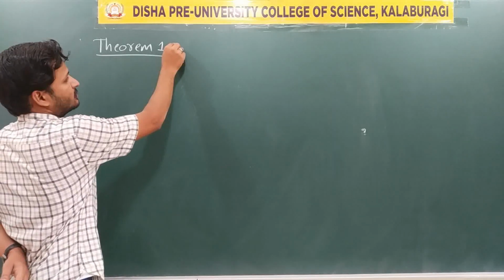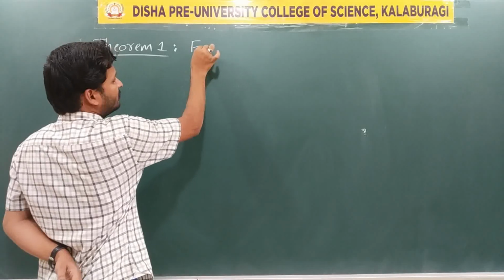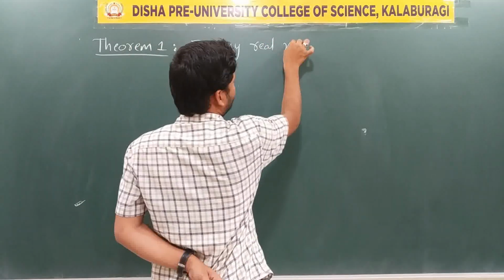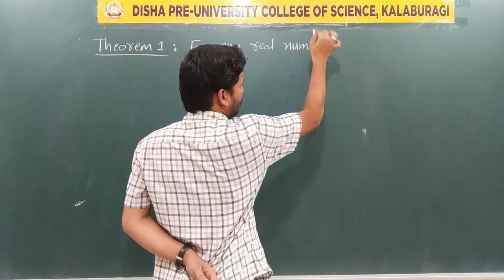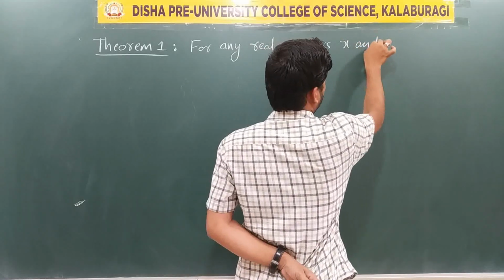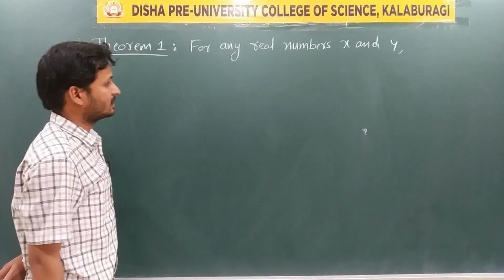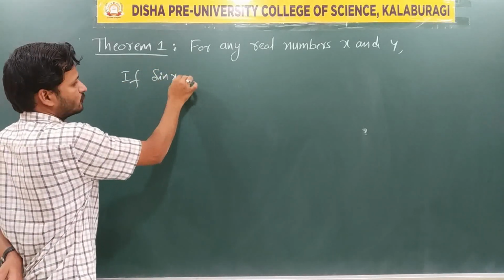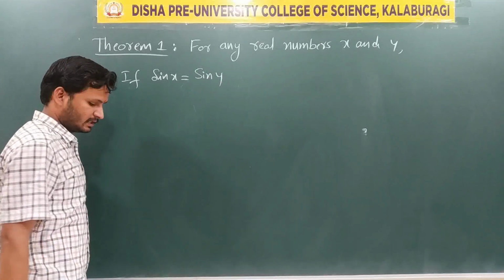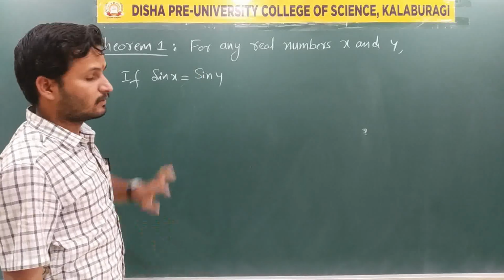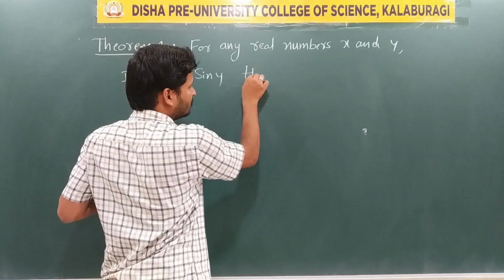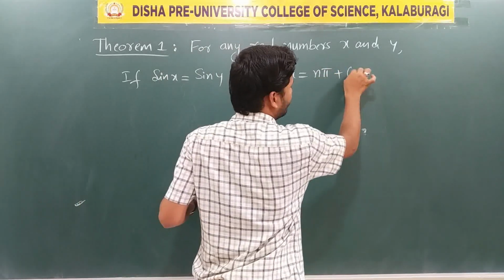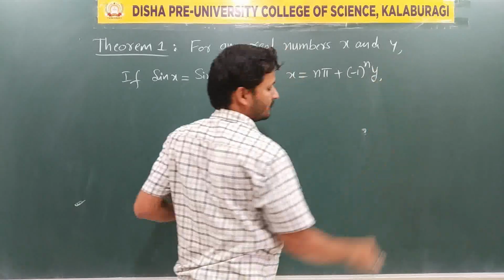Okay, yes. So the statement is: for any real numbers x and y, if sine x is equal to sine y, then x is equal to n pi plus (minus 1) to the power n into y.